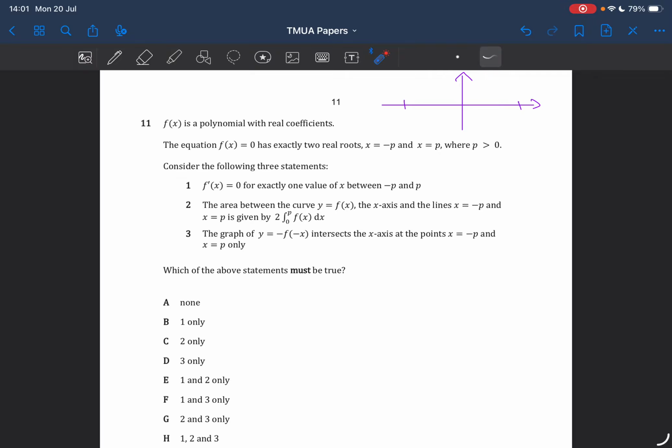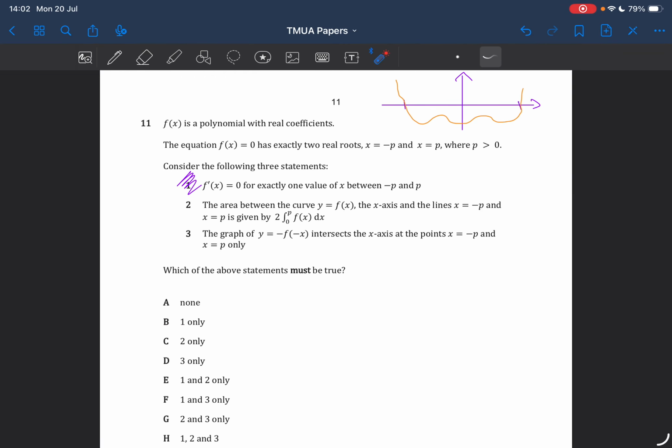So consider the following 3 statements. Which of them must be true? f dash is 0 for exactly 1 value between minus p and p. Well, no, I can draw one that breaks quite easily. I go through at p, or minus p, and I do a few wobbles, and I go back up. So I've got 1, 2, 3, 4, 5. So that's more than 1, isn't it? So goodbye, you're lying. Number 2 then.